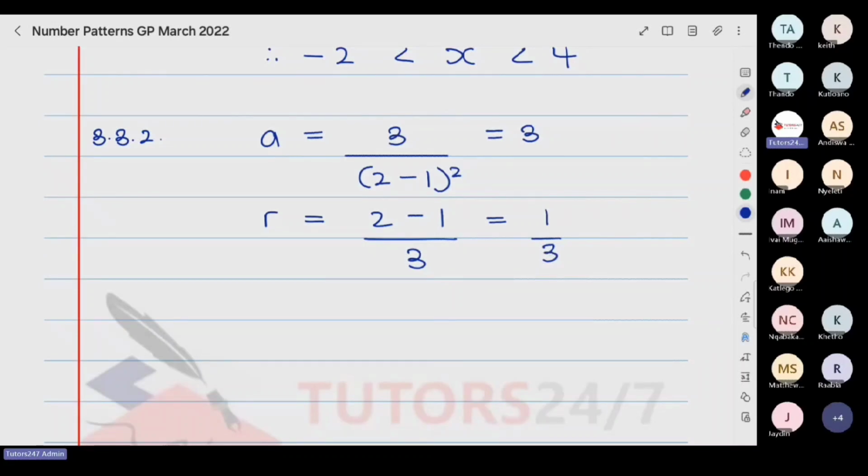Before I move on to calculate, is anyone confused by how we found a and r? Yes, sir. When you say yes, does that mean you were confused? Yes. Okay, what part are you confused by? Then I can explain. You said you were confused, like what part? In a is equal to 3 all over (2 minus 1) squared is equal to 3.